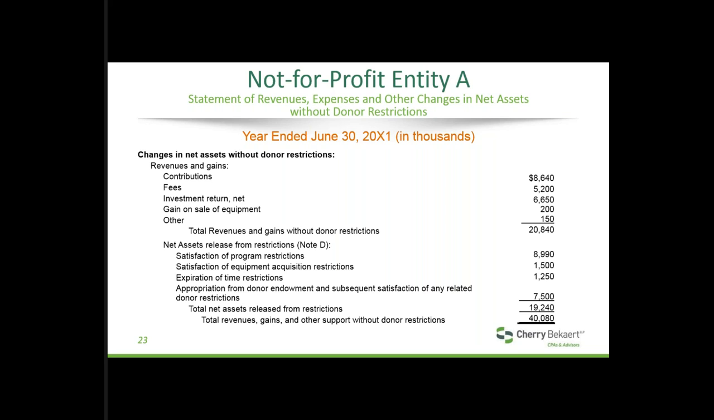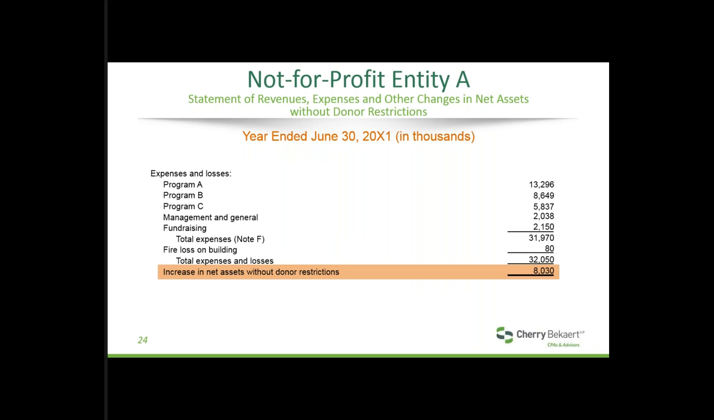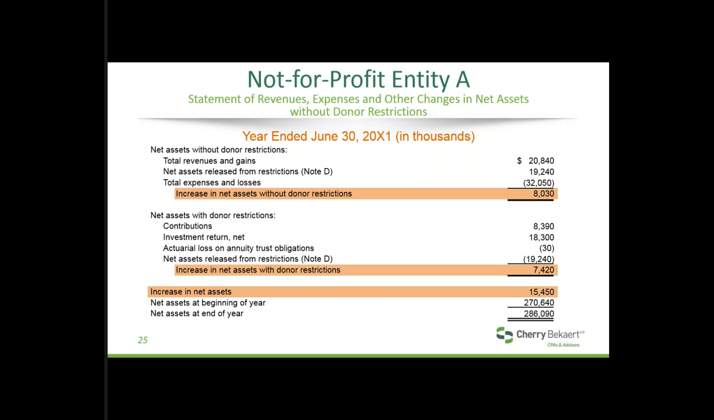But we have all our changes in net assets without donor restrictions, and then our total revenue, gains, and other support without donor restriction number there at the bottom. And then just continuing on is the expense side of that, and then your total increase in net assets without donor restriction. And then this next page is really what is new. So this is an additional statement that they're proposing. This provides a summary level view of the changes in net assets. So you can see we were just looking at the net assets without donor restrictions. You can see that total there. The total increase in net assets without donor restrictions was $8,030,000.